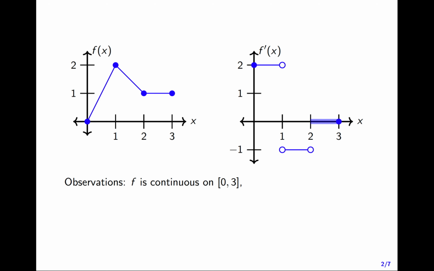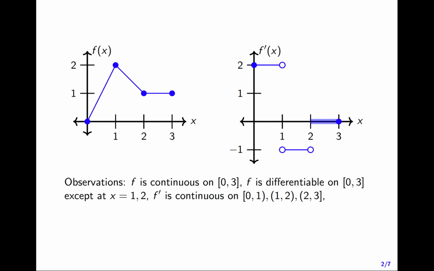So in words, what do we observe about f? f is continuous on 0 to 3, the graph is unbroken. f is differentiable on 0 to 3, except at the points x equals 1 and 2, because I have corners there. And this derivative f prime is continuous on the interval closed at 0 to open at 1, on the interval open at 1 to open at 2, and on the interval open at 2 to closed at 3. So I have some jump discontinuities in f prime here. And I also note a little more subtle aspect.